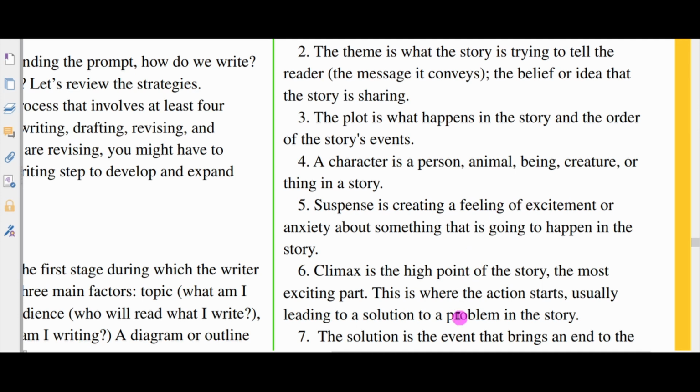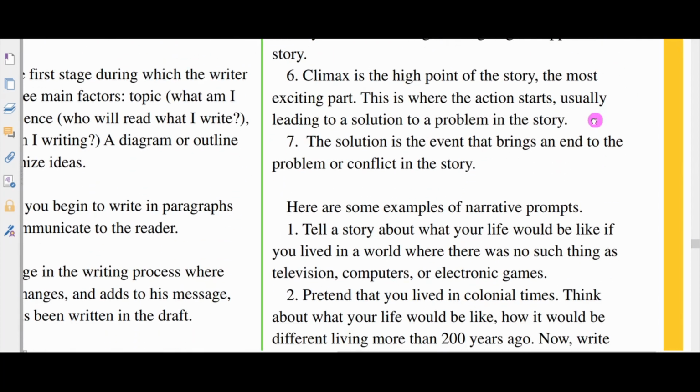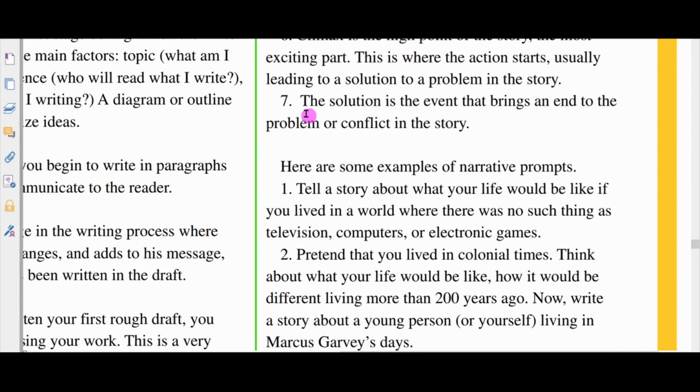6. The climax is the high point of the story, the most exciting part. This is where the action starts, usually leading to a solution to a problem in the story. 7. The solution. The solution is the event that brings an end to the problem or conflict in the story.